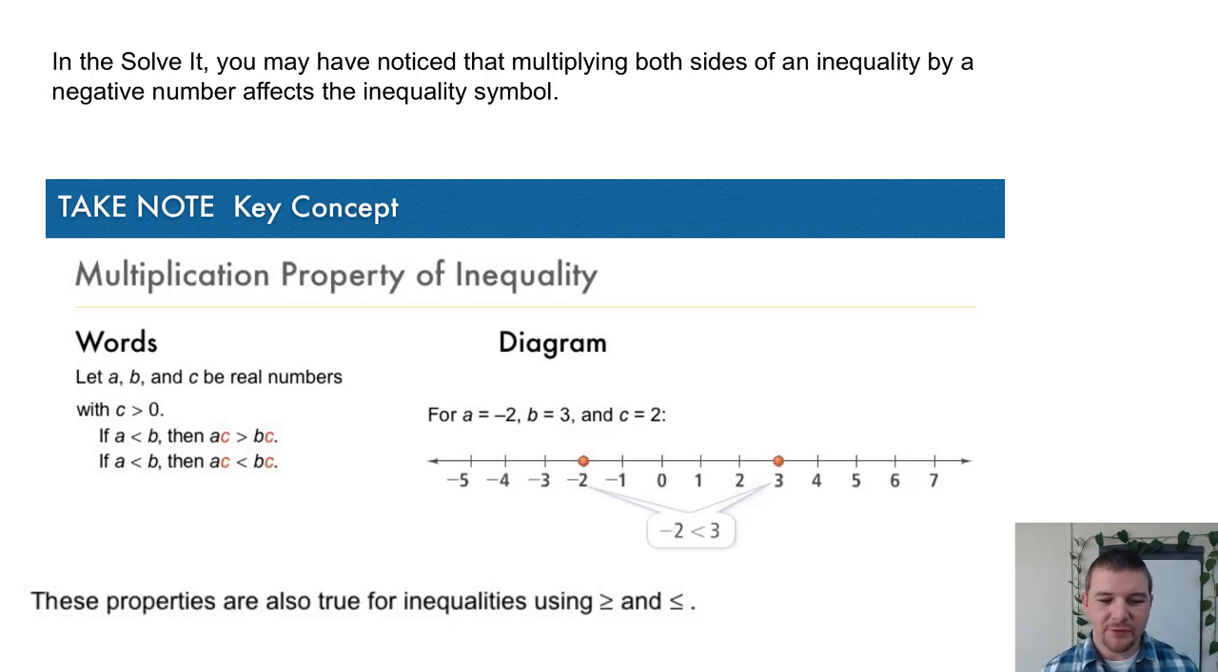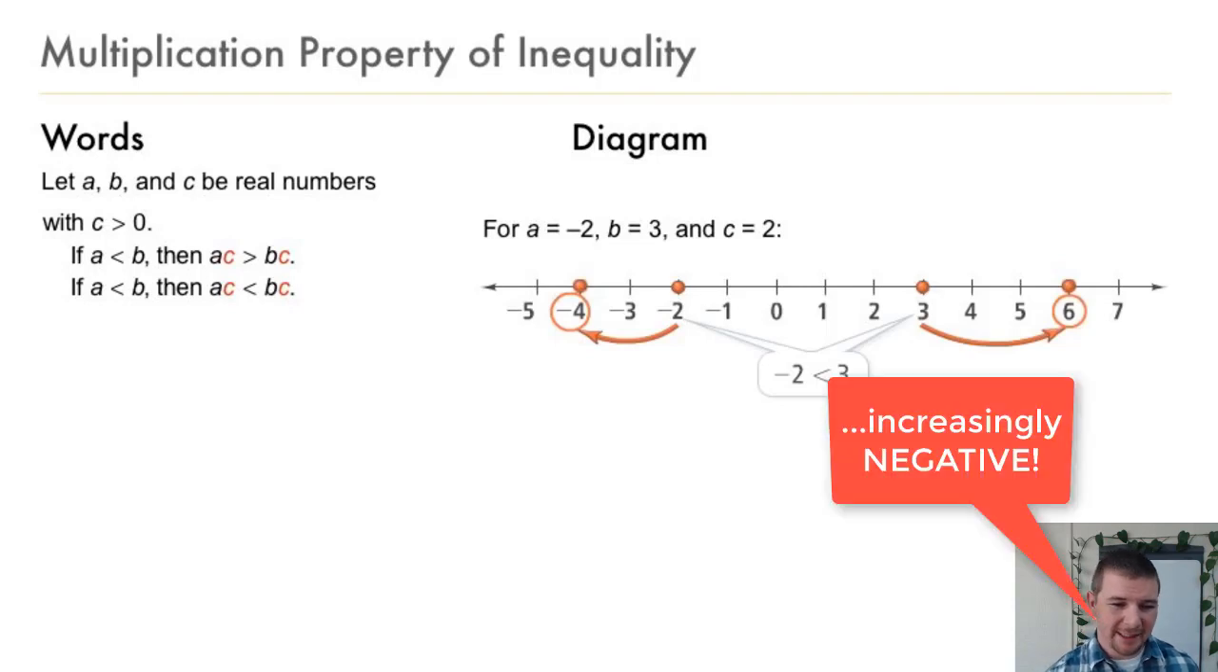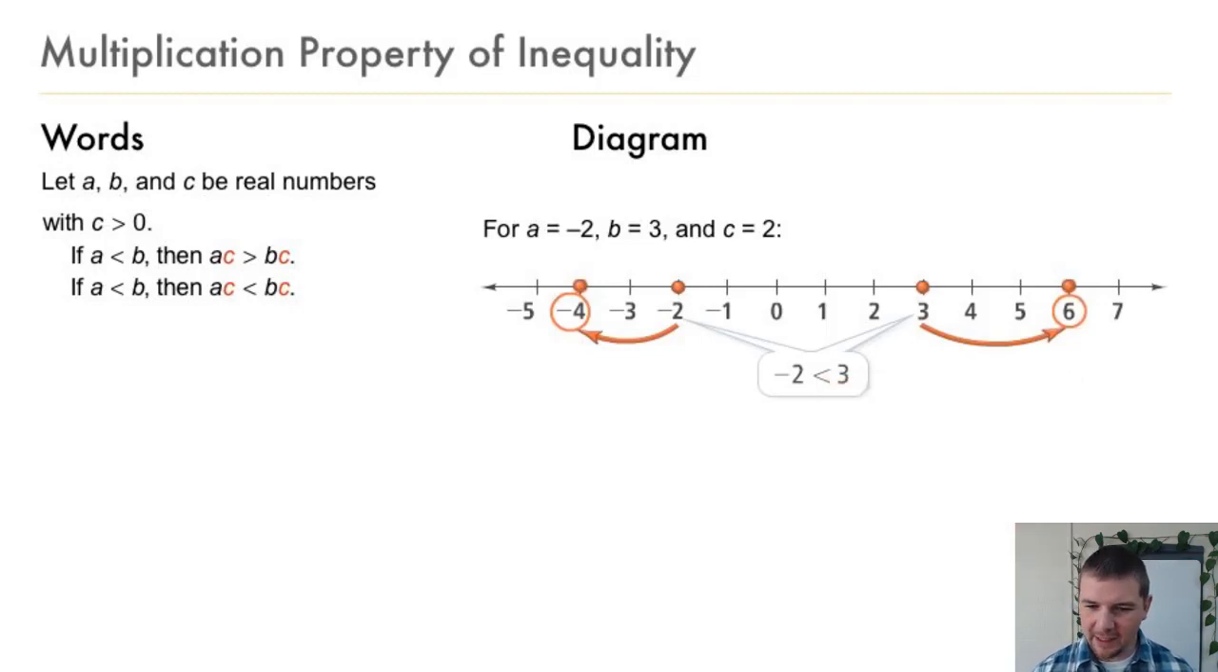These properties are also true for inequalities that use less than or equal to, which will make a little bit more sense when we look at the diagram here. Again, a is -2, b is 3, and we're multiplying both of those values by a positive 2. So our -2 becomes -4, getting farther to the left on the number line. And our 3 gets multiplied by 2 and becomes 6, getting farther to the right.